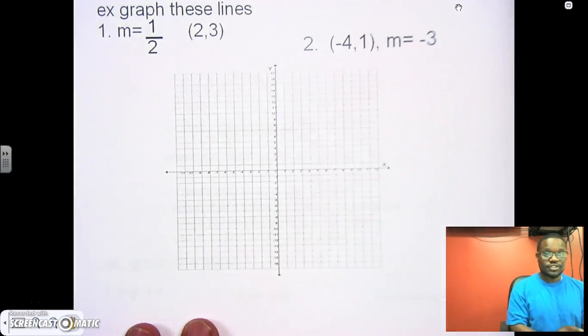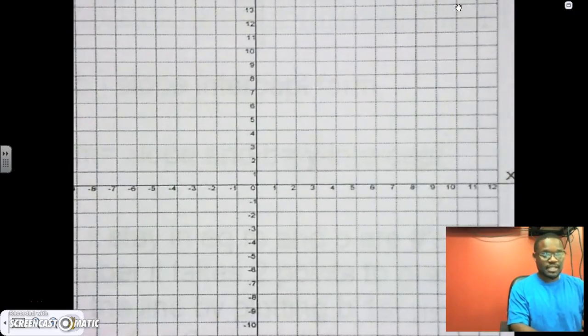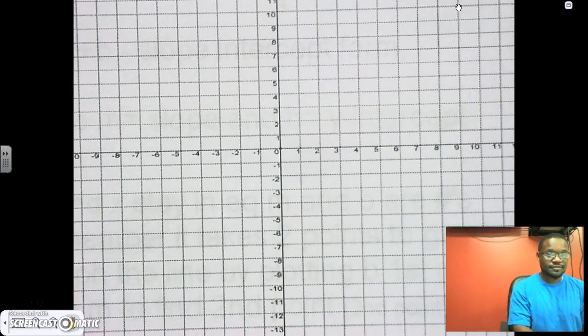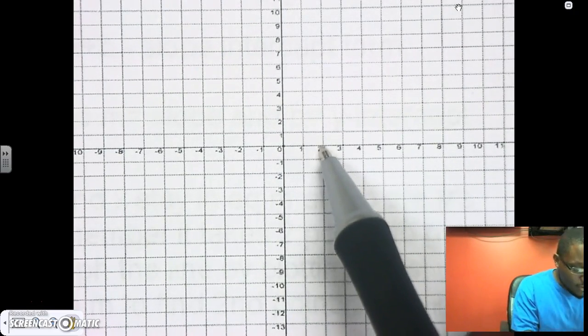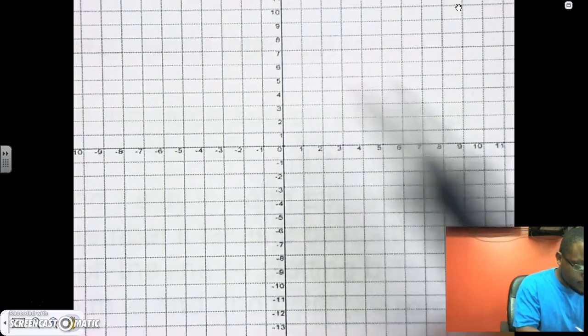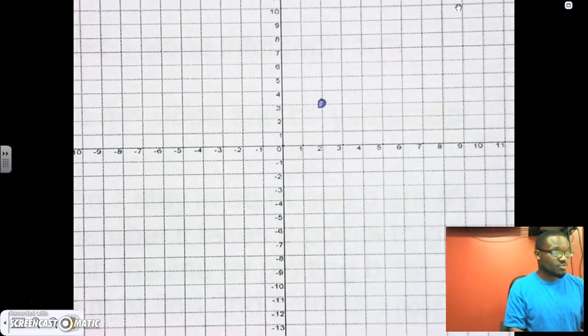According to the notes, the first thing you need to do, I'm going to zoom this in, and hopefully you remember what that is. The slope is 1/2 and the point is (2, 3). So the first thing you do is go to the right 2, and then you go up 3, and you put your point there. Remember it said it takes 2 points to graph a line. So that's my first point.